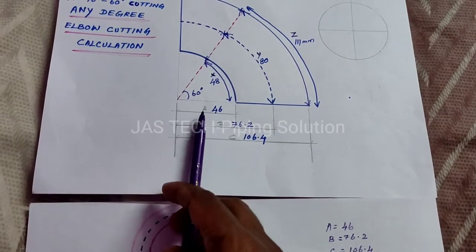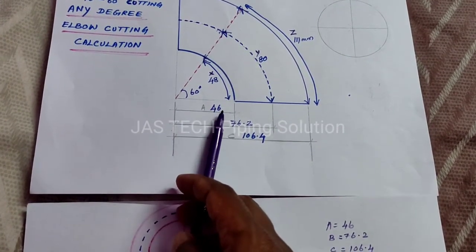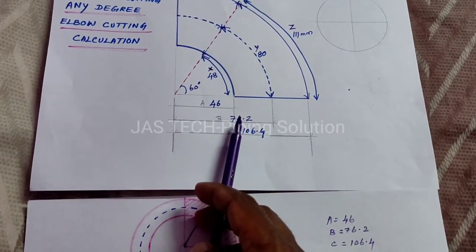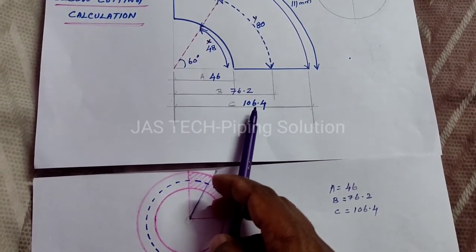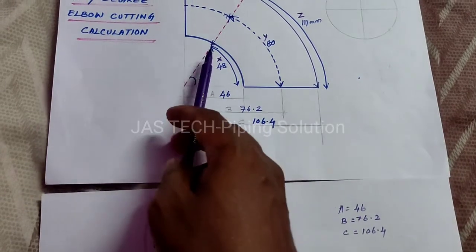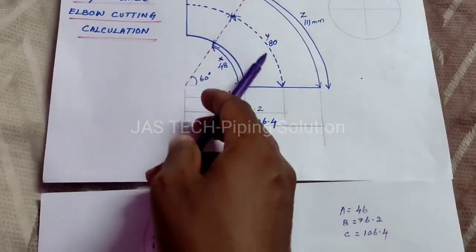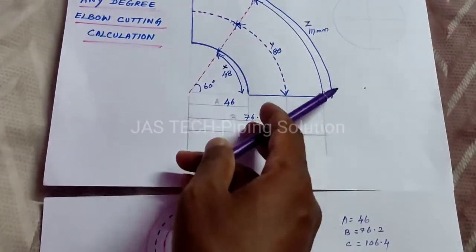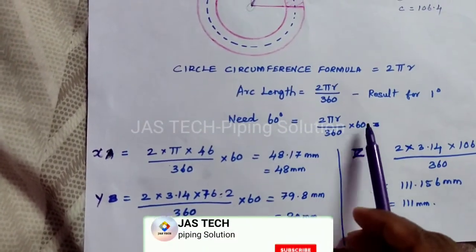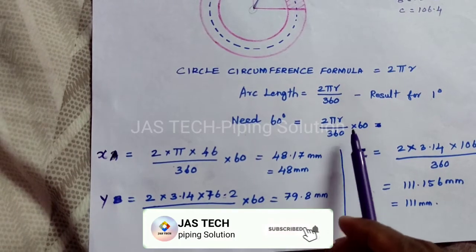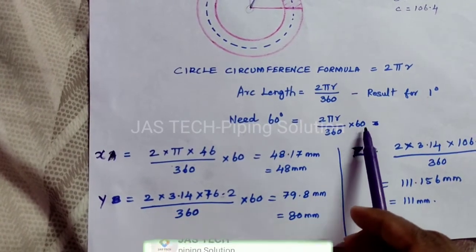So we know distance A equals 46, distance B equals 76.2, distance C equals 106.4. We want to find out arc length X, arc length Y, arc length Z. This formula: 2 pi r divided by 360 multiplied by 60. This is for the degree.